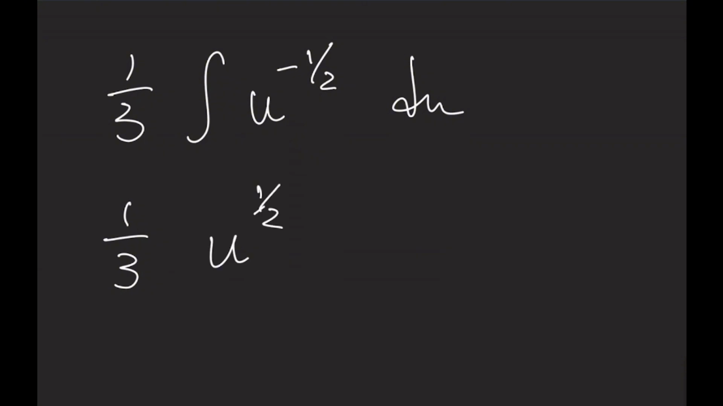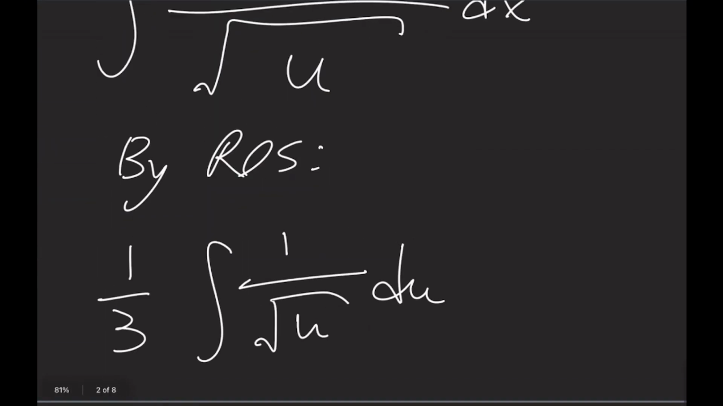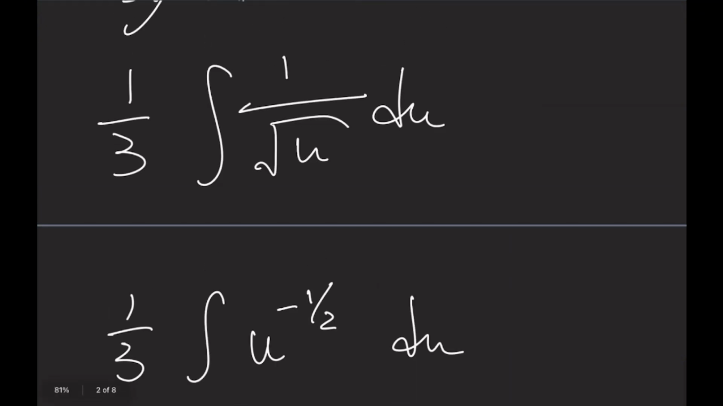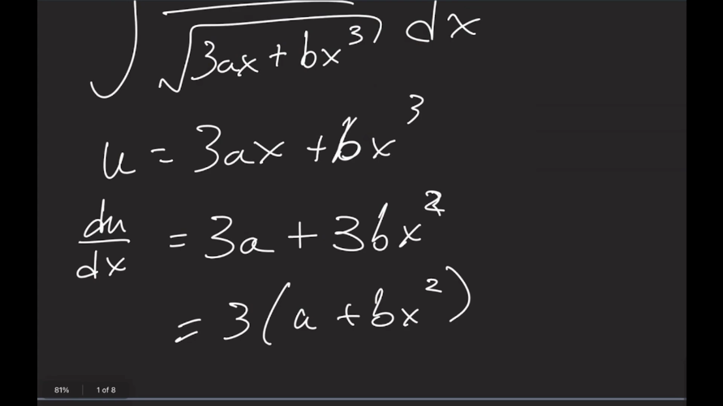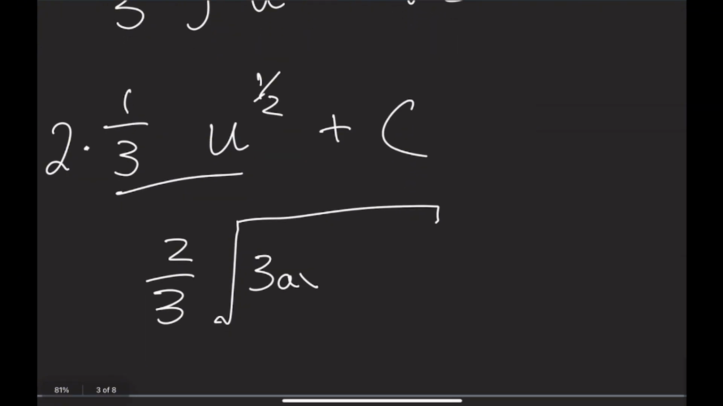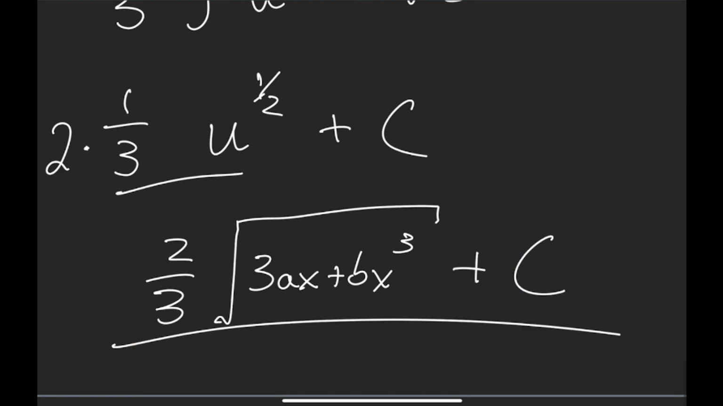The way you anti-differentiate this is 1/3 times u to the 1/2, right? And then we divide by the new power, which is 1/2, which is the same thing as multiplying by 2. So multiply by 2, plus c. Oh, I'm so sorry, I forgot c. So 2/3 and then the square root of u. But what is u? We set u as equal to 3ax plus bx cubed. So it's 2/3 square root of 3ax plus bx cubed plus c. That is the final answer. There we go.